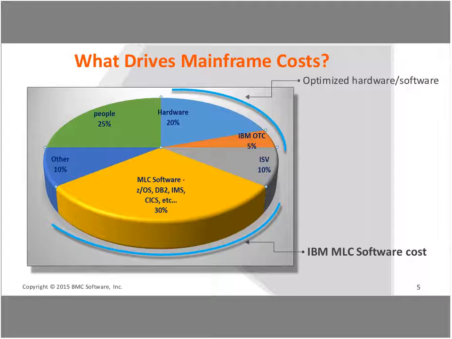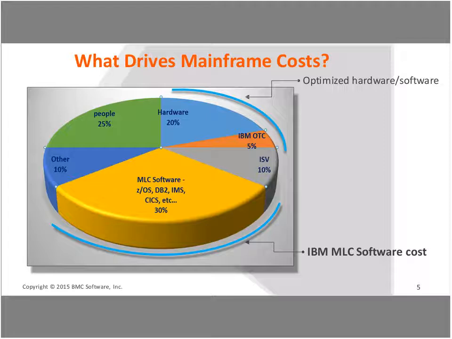So the hardware is only about 20% of the mainframe IT budget. People are about a quarter of the cost. That other pie piece over there is for floor space, environmentals, disaster recovery, kind of the catch-all for everything else. And that leaves 45% of the cost being driven by software. Now, the independent software vendors, such as BMC or CompuWare, provide about 10% of the use of that budget. IBM's one-time charge software, which competes with ISV software, is about 5%.